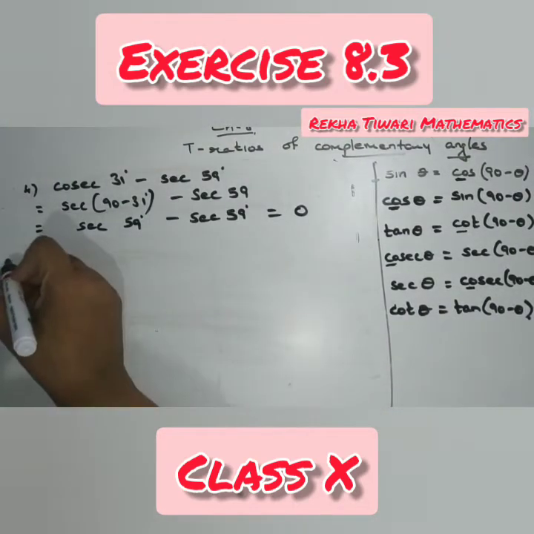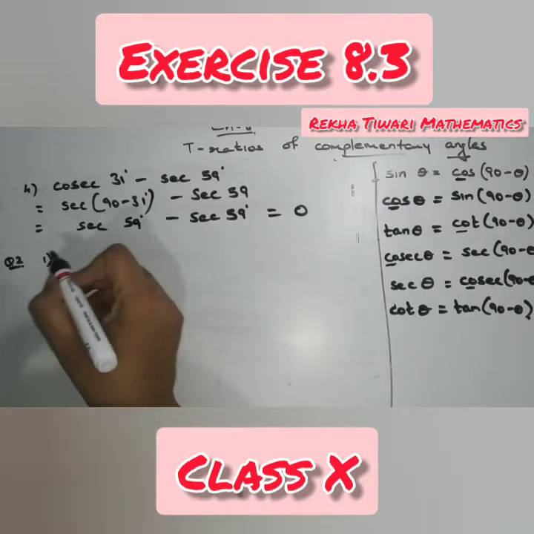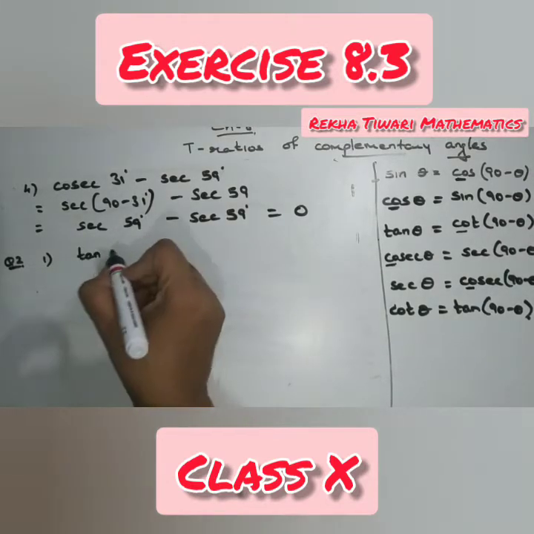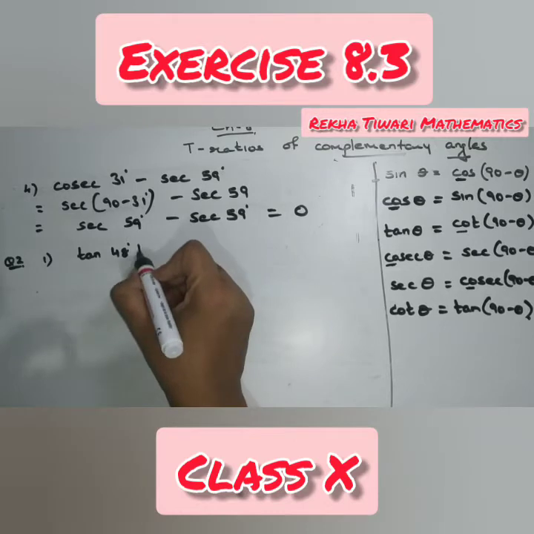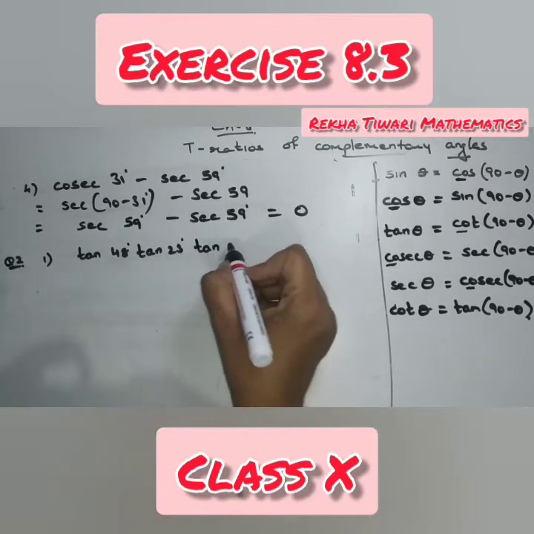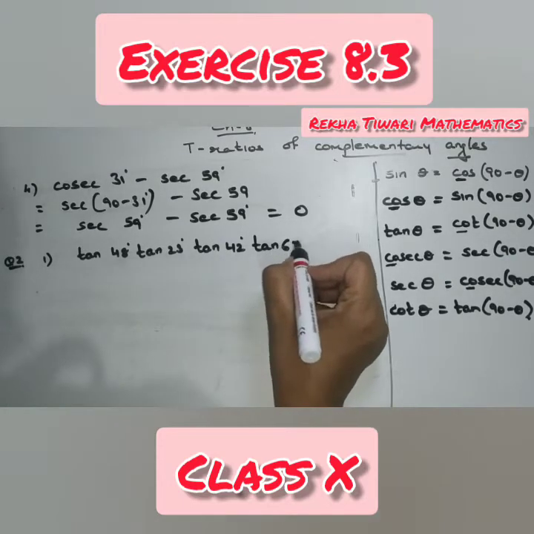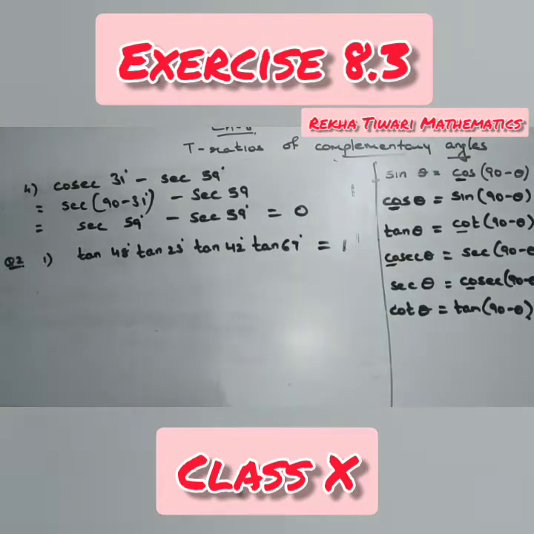Proceed to question number 2. Question number 2 is show that. Now you have to verify, you have to prove. What you have to prove? In the first part you have to prove that tan 48 degree, tan 23 degree, tan 42 degree, tan 67 degree is equal to 1.